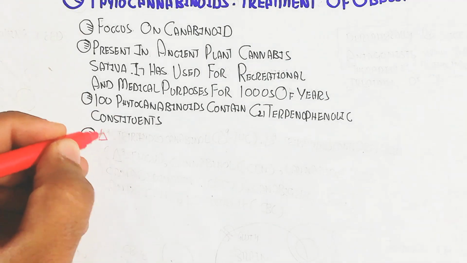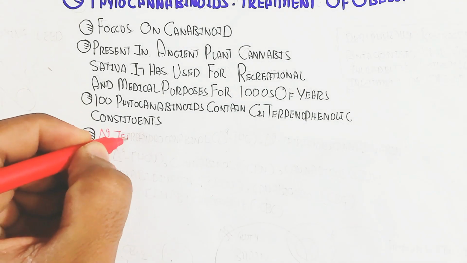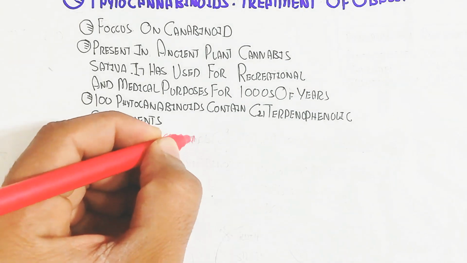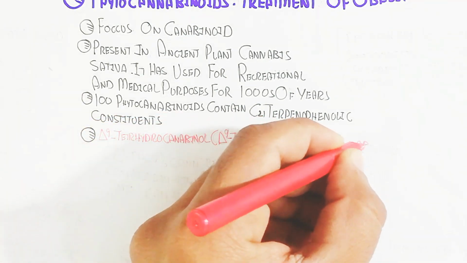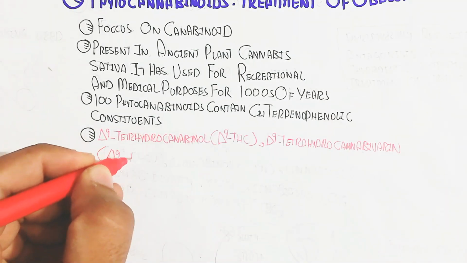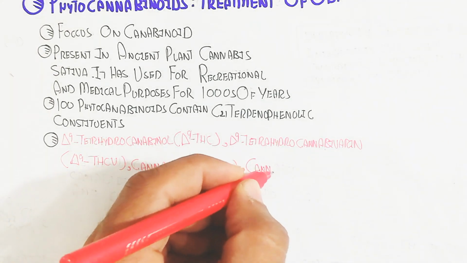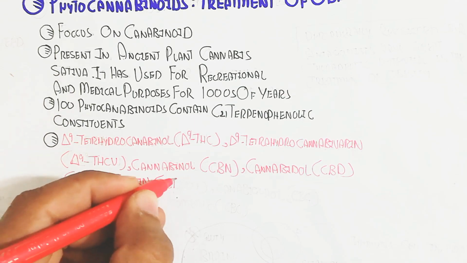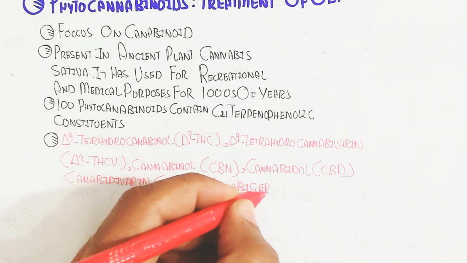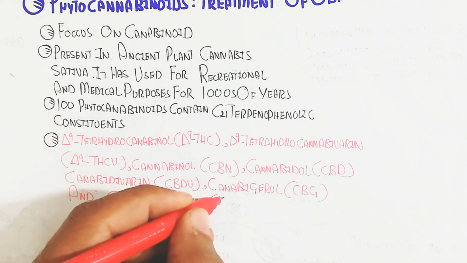Some types we will discuss in this video: delta 9 tetrahydrocannabinol, delta 9 THC, and delta 9 tetrahydrocannabivarin, delta 9 THCV, cannabinol CBN, and cannabidiol CBD. Cannabidivarin is CBDV, cannabigerol is CBG, and cannabichromene is CBC. The effect of each is similar but with some differing properties.